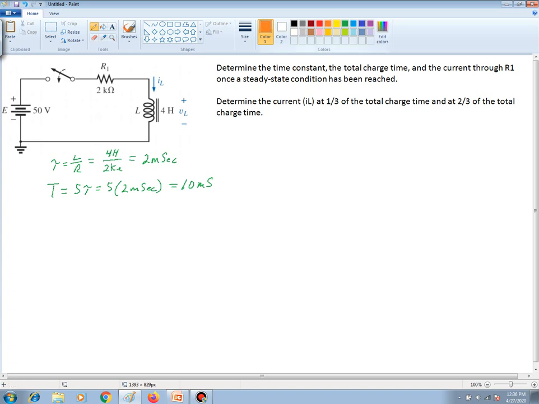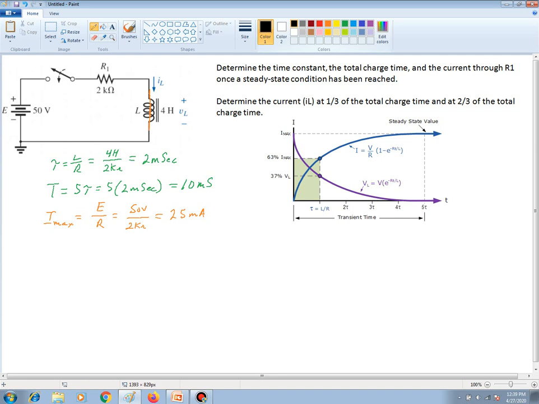Once steady state condition has been reached, the inductor is going to be acting as a short. So just imagine a short there. To figure out what the current would be, and really what your maximum current would be, I max is equal to E divided by R. That would be 50 volts divided by 2 kilo ohms, which is equal to 25 milliamps.